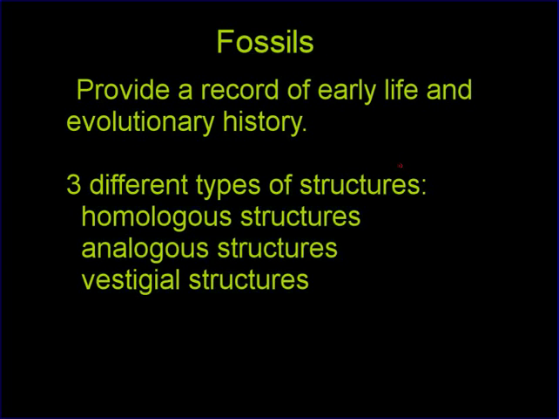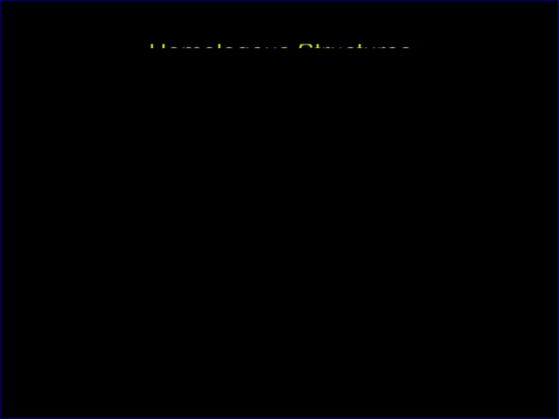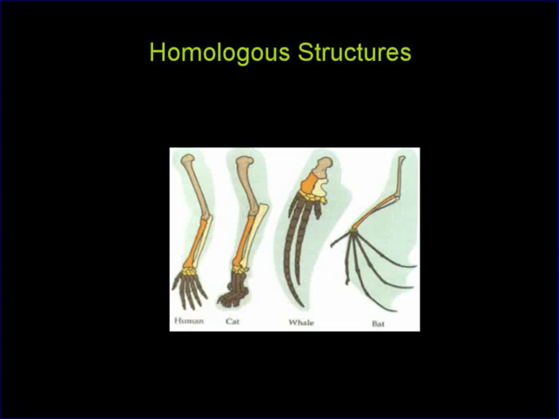Remember, homo meaning same. Look at this picture here. We have a human arm, a cat arm, a whale arm, and a bat arm. We have similar bone structures in each one, and they're primarily used for about the same thing. So what you need to know is it's similar in arrangement and function. Normally both. So it's similar in both.